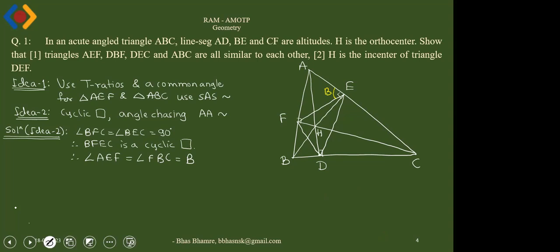So AEF and FBC are equal. Similarly, we have angle AFE, that would be equal to angle ECB, that is nothing but C. And so I can write over there, this is our angle C.